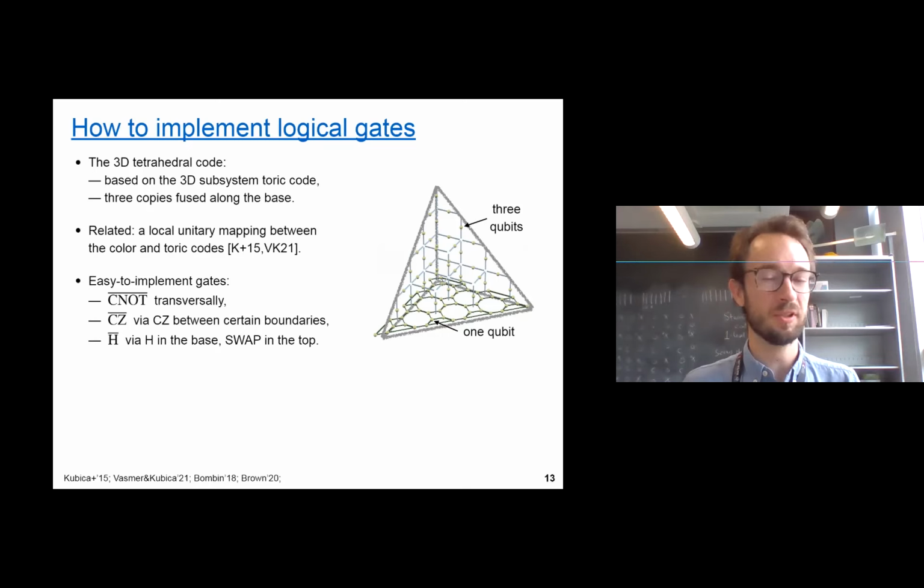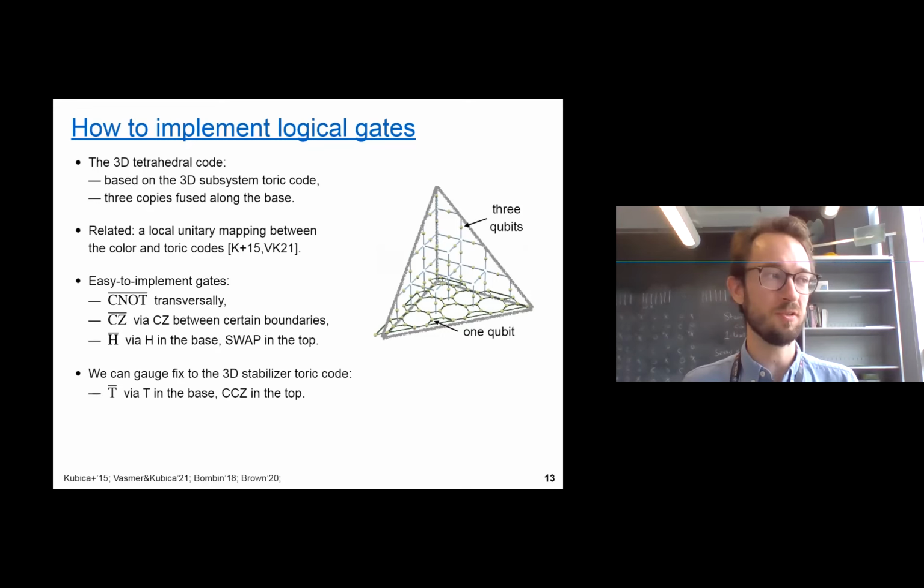And here you can do CNOT transversely because it's CSS. You can also do CZ between boundaries, and you can also do Hadamard. And these gates, you can derive all of this from the 3D color code because this is basically equivalent to it.